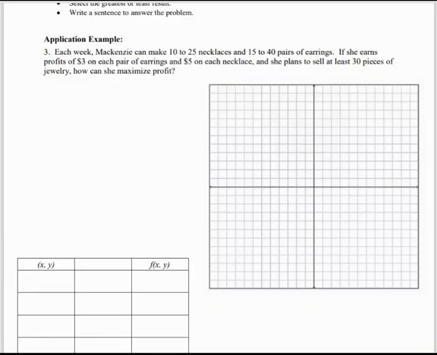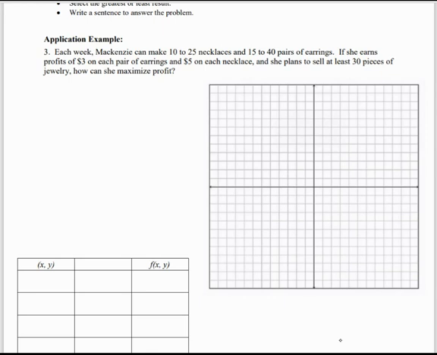So let's look at this application. Each week, Mackenzie can make 10 to 25 necklaces and 15 to 40 pairs of earrings. If she earns a profit of $3 on each pair of earrings and $5 on each necklace, and she plans to sell at least 30 pieces of jewelry, how can she maximize profit?